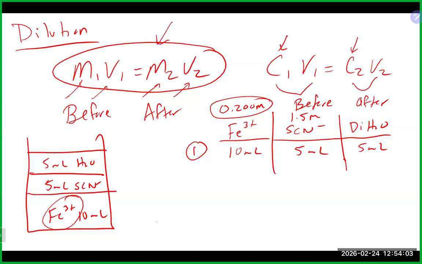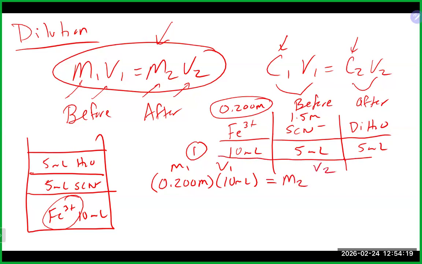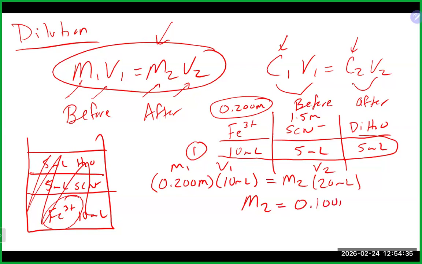If I want to know what my iron's concentration would be, I would take the stock solution concentration times the volume. That would be my M1 V1. My M2 is what I'm looking for. My V2 would be my total volume as I mix it all together, a grand total of 20 milliliters. So for this particular one, that's 0.2 times 10 divided by 20. That gives me an M2 of 0.1 molar.